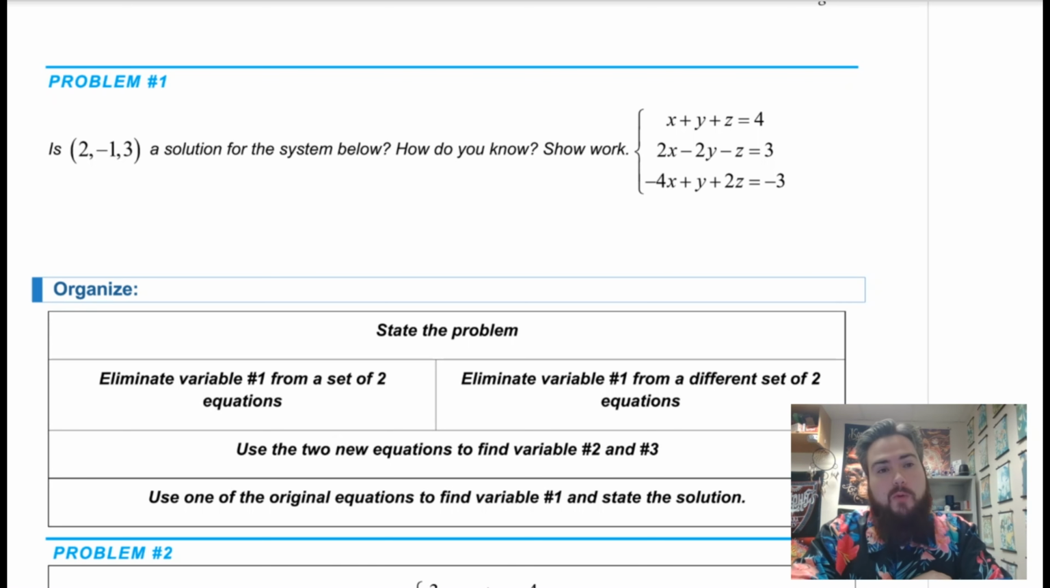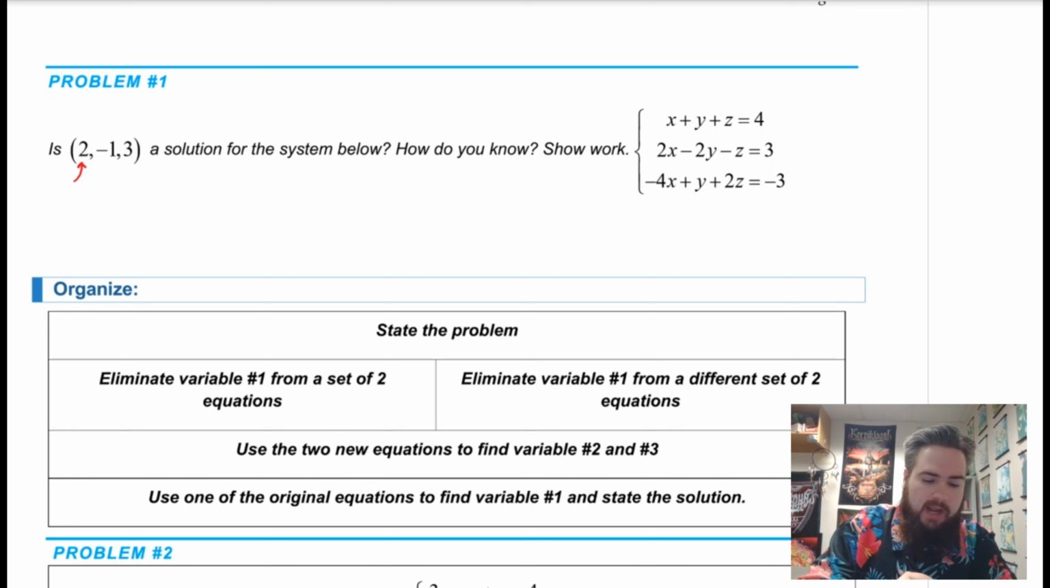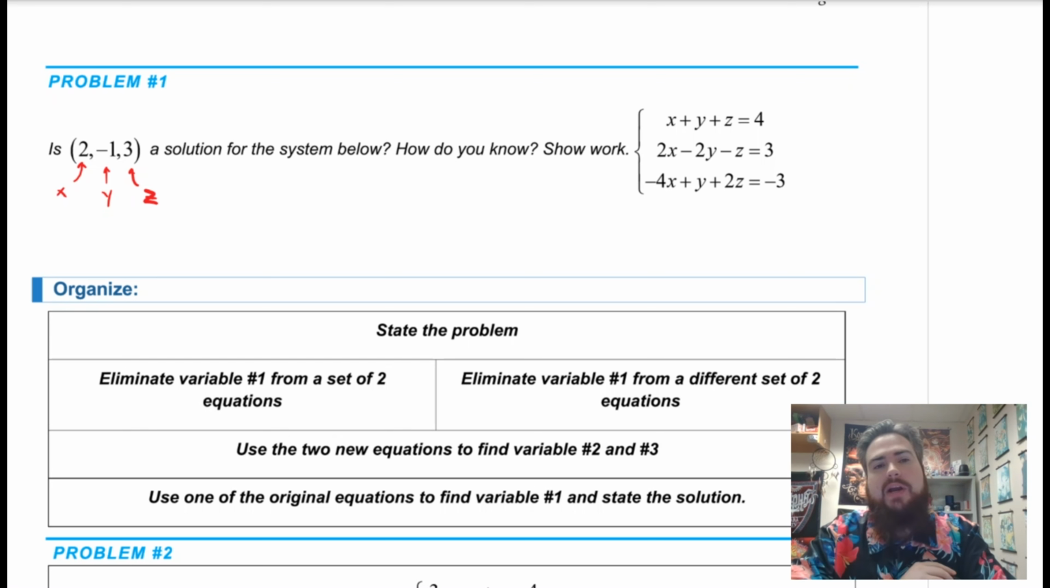First, if we look at problem 1 here, it says, is (2, -1, 3), keep in mind this ordered triple would represent coordinates for x, y, and z, respectively. We want to see if this is a solution for the system that we have on the right side here. We're going to show how we know that.